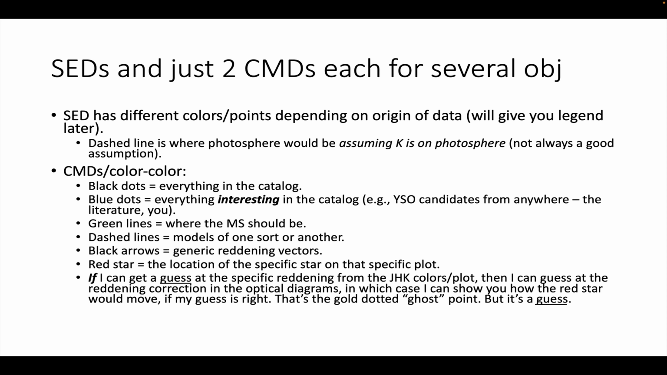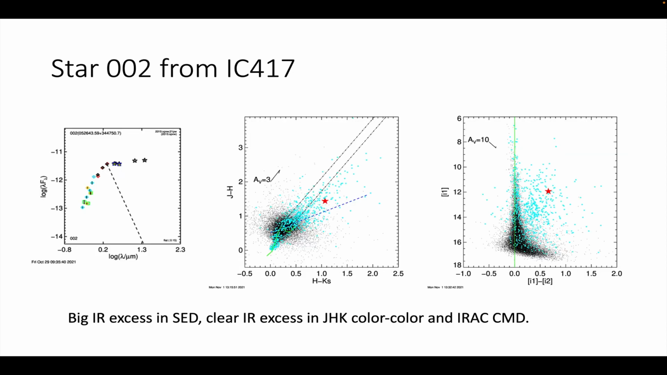In the color magnitude diagrams and color diagrams, the little tiny black dots are everything in the catalog. The blue dots are everything that's interesting in the catalog, in other words, YSO candidates from any place. The green lines are where the main sequence should be. The dashed lines are models from any of a variety of places. The black arrows are generic reddening vectors. And the red star is the location of that specific star on that specific plot. If I can get a guess at the specific reddening, then I can guess at the reddening correction, in which case I can show you how the red star would move, and that's the gold dotted ghost point, but it's a guess. So let me show you what that means.